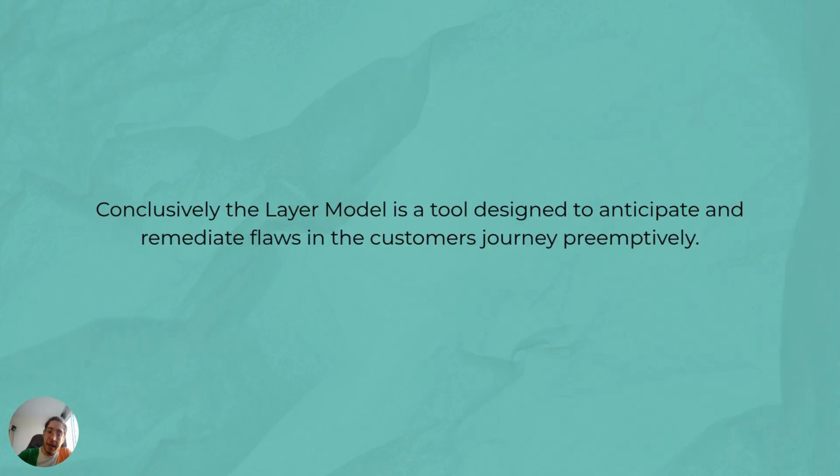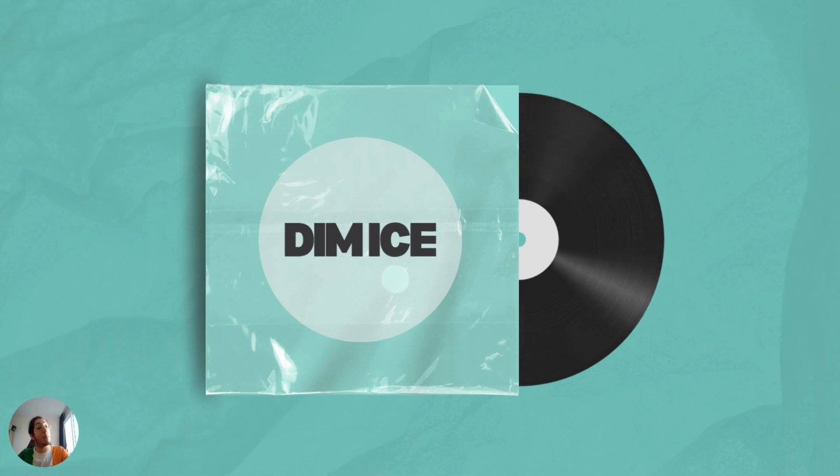So basically, conclusively, the layer model is a tool designed to anticipate and remediate flaws in the customer journey preemptively. Basically, again, what this means is that they get from their home, from their bed, to your venue. Every step of the way, you're mapping out how you can influence them, with the goal of making it as easy for you and as easy for them to get to the event, and that the event runs as easily and uneventfully as possible.